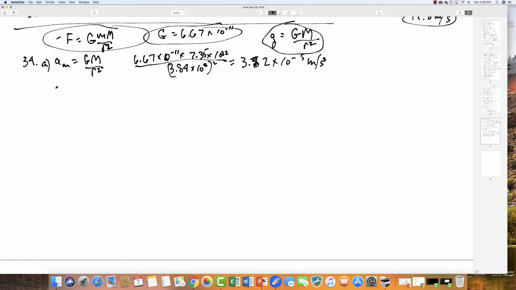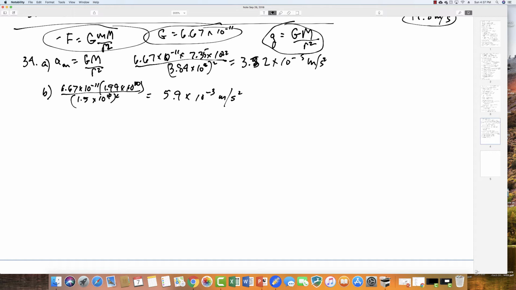The second part of the question is the same: calculate the gravity on the Earth due to the sun. It's the same calculation, but instead of the mass of the moon, you put the mass of the sun in, and instead of the distance to the moon, you put the distance to the sun in. So you've got 6.67 times 10 to the minus 11 times the mass of the sun, 1.99 times 10 to the 30, divided by a much larger distance, 1.5 times 10 to the 11th meters, squared. That is going to be equal to 5.9 times 10 to the minus 3 meters per second squared.